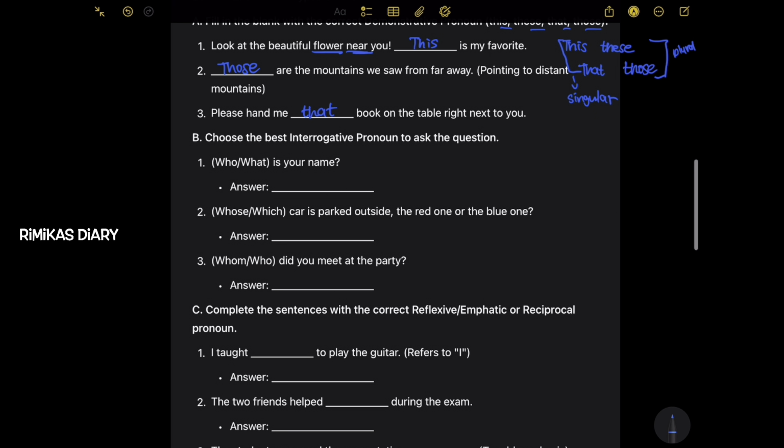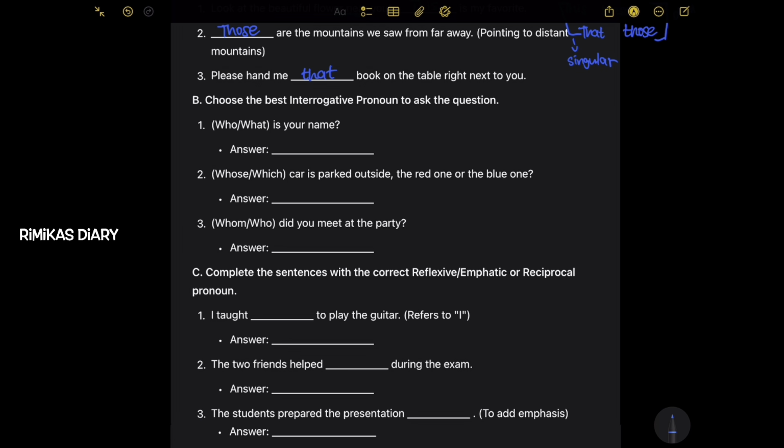Choose the best interrogative pronoun to ask the question. Who or what is your name? What is your name? Who or which car is parked outside, the red one or the blue one? So it's an option. So you have to write which. Whom or who did you meet at the party? Who did you meet at the party?